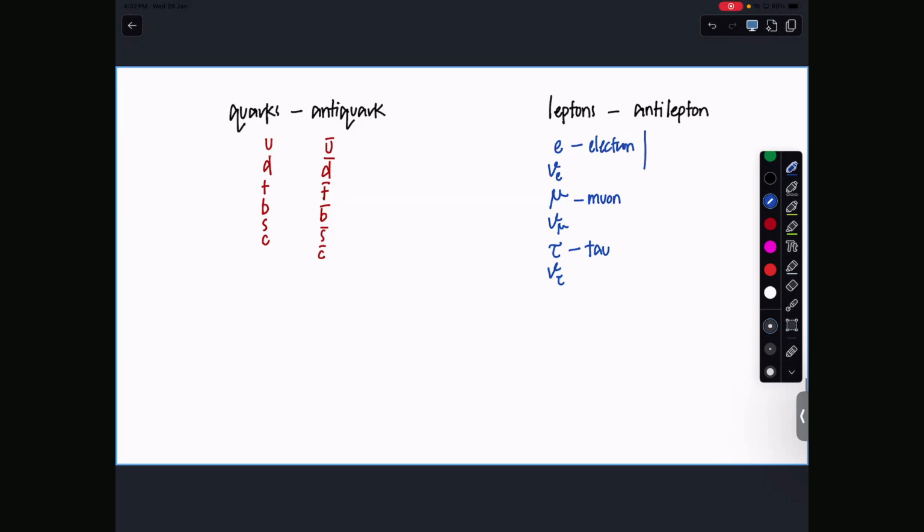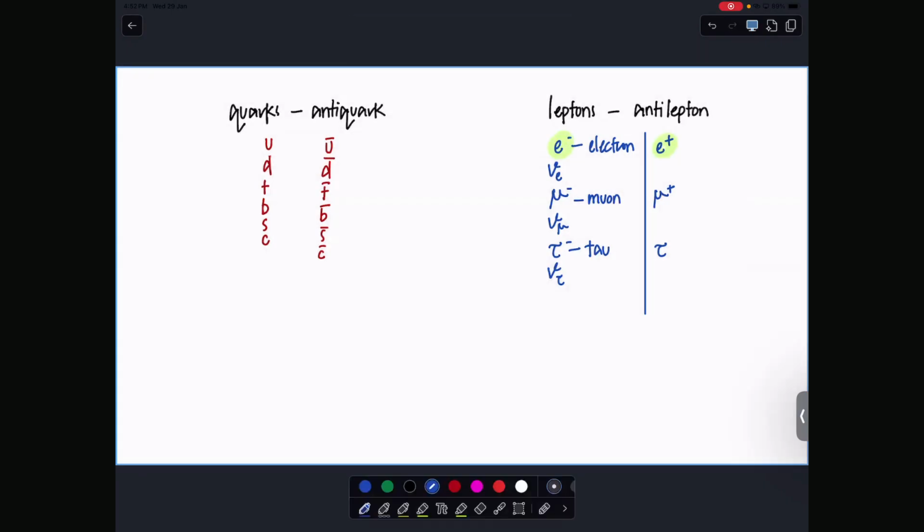Right, and they had anti versions. These are all negative, by the way, right? We don't need the rest of the anti versions, we only need the top two here. So this one here is referred to as the electron, and this is a positively charged electron, which is referred to as a positron.